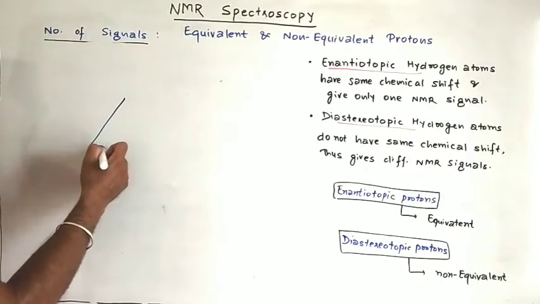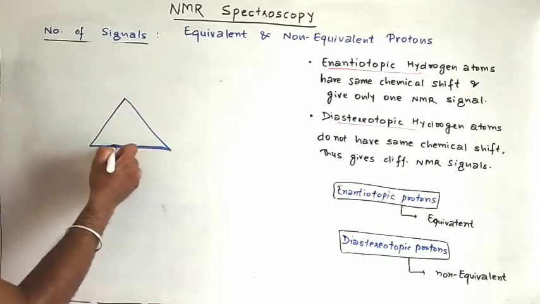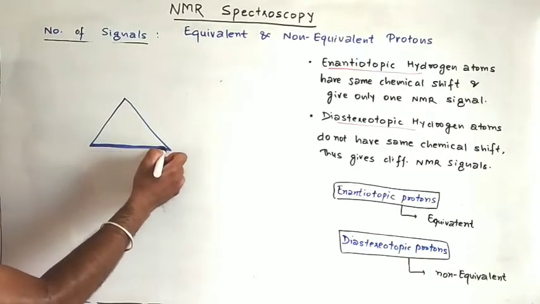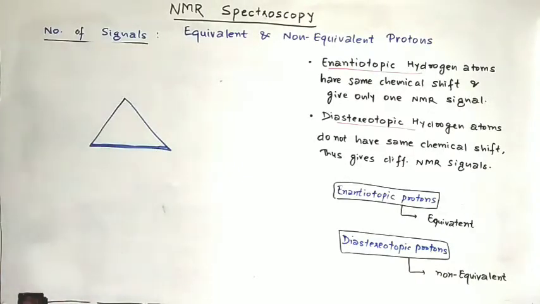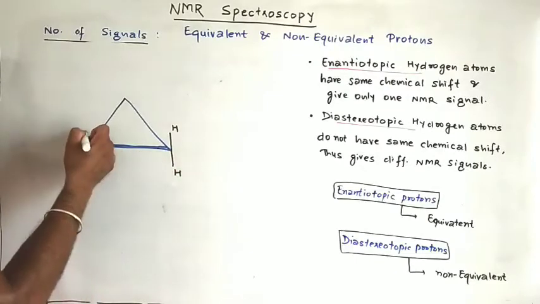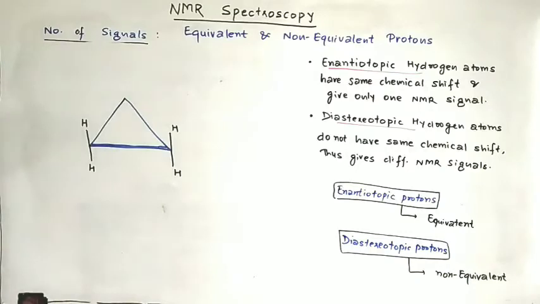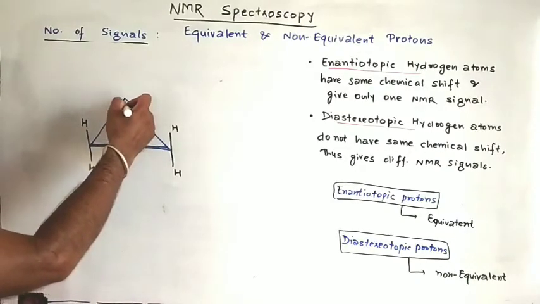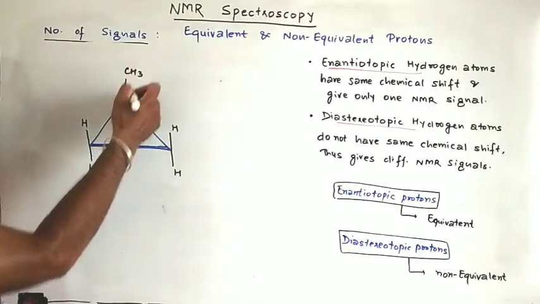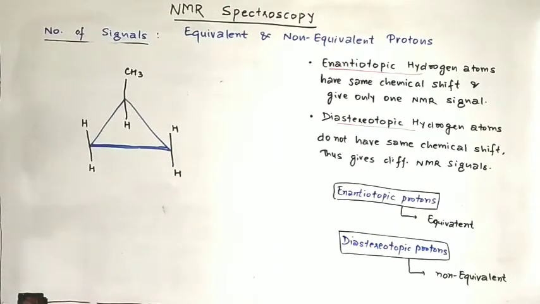We have a cyclic compound. This bold line means this is toward you, and the groups attached are, see, here we have a hydrogen, hydrogen, here we have a hydrogen, hydrogen, and here we have a methyl and hydrogen. This is the compound. Now we will find how many peaks this compound will give.